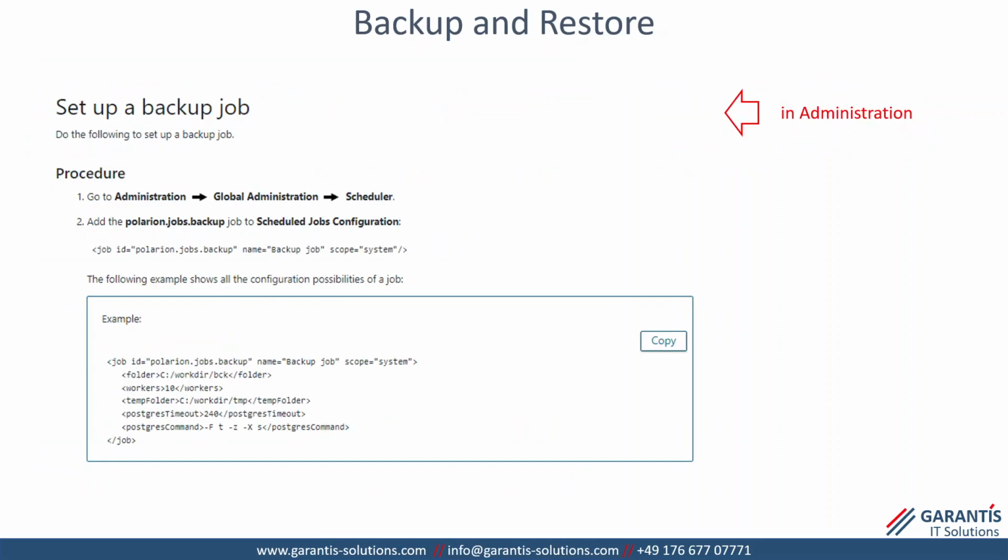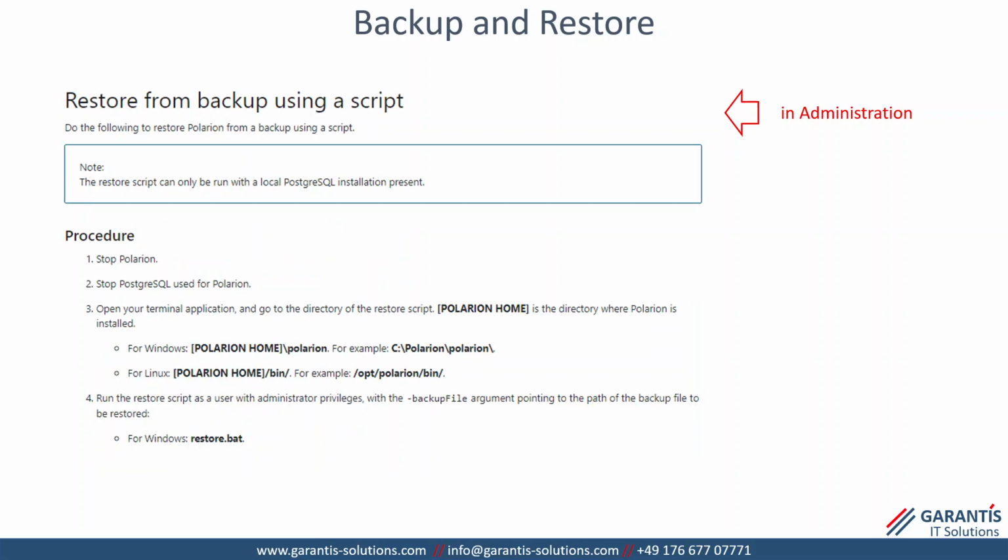This is how you configure the backup. This information can be found inside the help. There is a new job. You need to insert this job definition into your Polarion administration, into the scheduler. And then you can restore from backup, but this is more of a manual operation. You can also find instructions in the help.